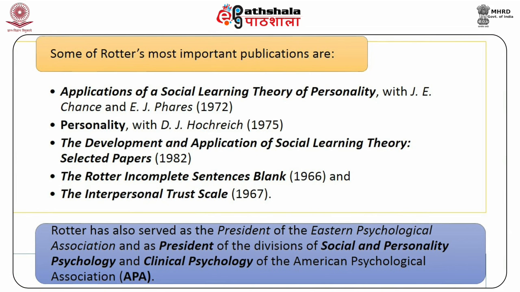Some of Rotter's most important publications are Application of a Social Learning Theory of Personality with J.E. Chance and E.J. Frase, 1972, Personality with D.J. Hockrick, 1975, The Development and Application of Social Learning Theory, Selected Papers, 1982, The Rotter Incomplete Sentence Blank, 1966, and Interpersonal Trust Scale, 1967. Rotter has also served as the president of the Eastern Psychological Association and as president of divisions of social and personality psychology and clinical psychology of the American Psychological Association.